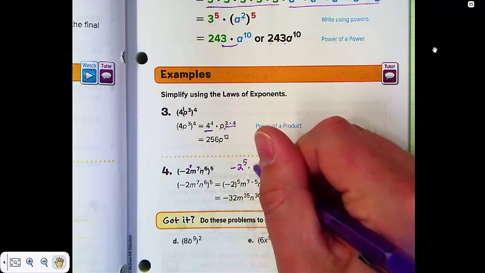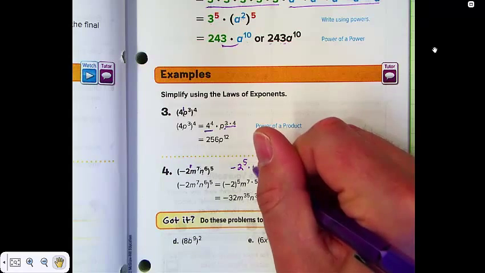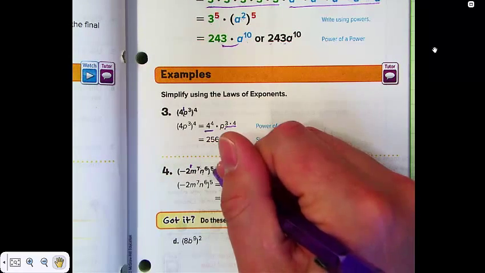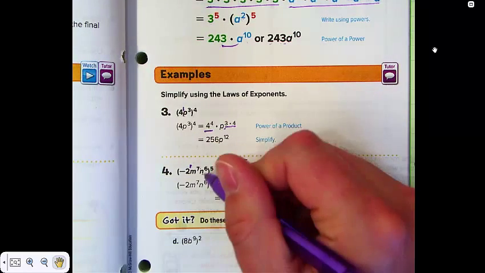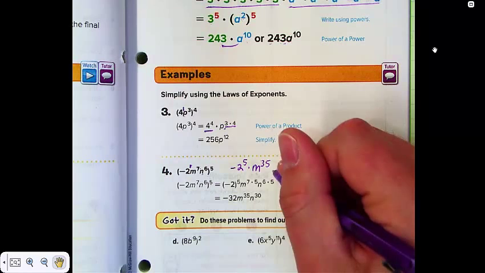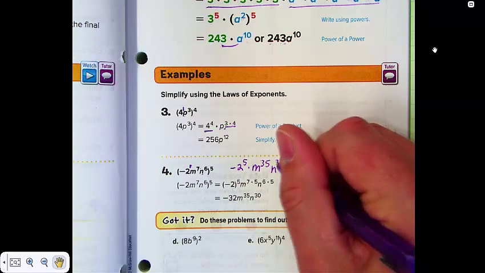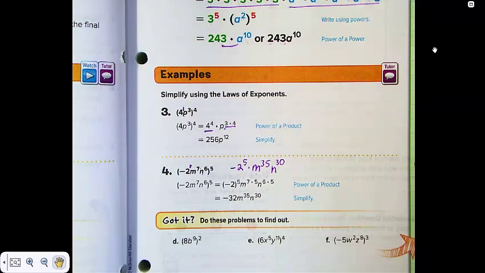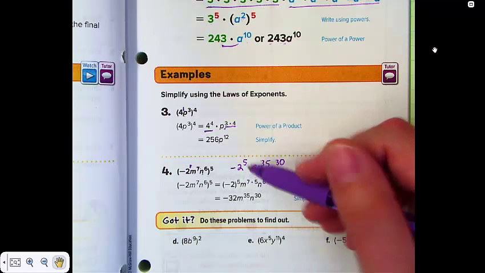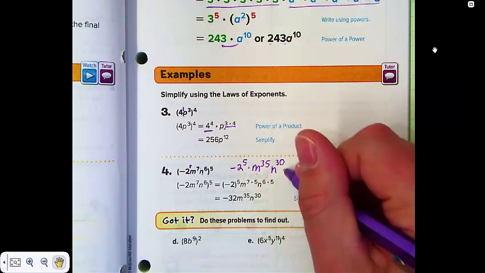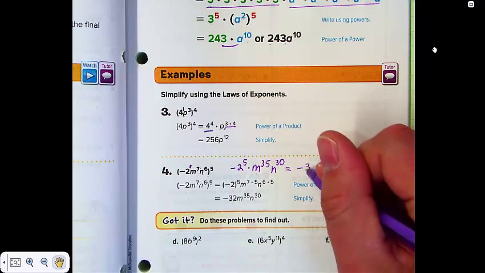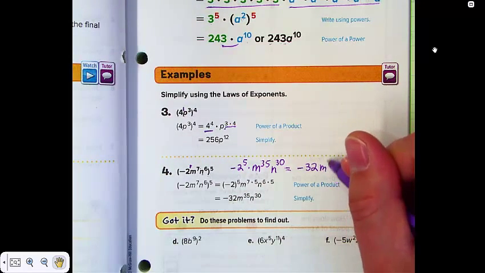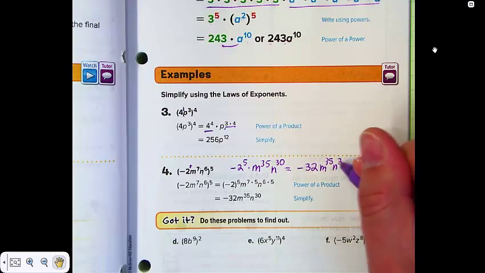times my m, 7 times 5 is 35. Then n to the 6, 6 times 5 is 30, so I'm going to have n right there. Okay? Now I'm going to multiply this all out. 2 times 2 times 2 times 2 times 2, 5 times, will get me 32. So that's where I get that right there. Don't forget your negative out front, so I have -32, m to the 35th, n to the 30th.